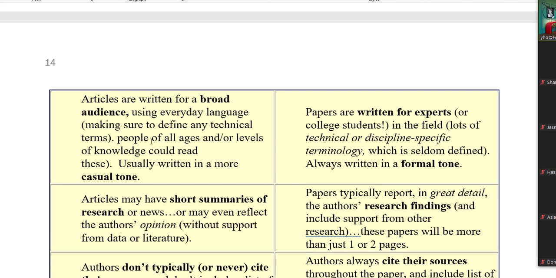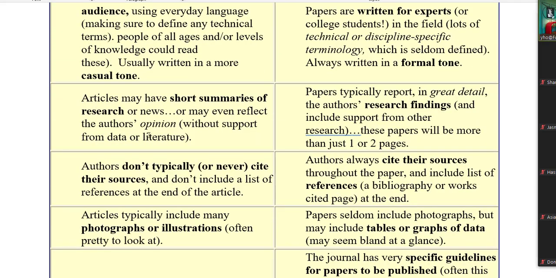Whereas if you read something from a popular source, that's everyday language, so that's more casual. Articles may have short summaries of research or news, but papers usually report an abstract. So when you read in your database, you're actually looking at the abstract, or a summary, of somebody's science paper.